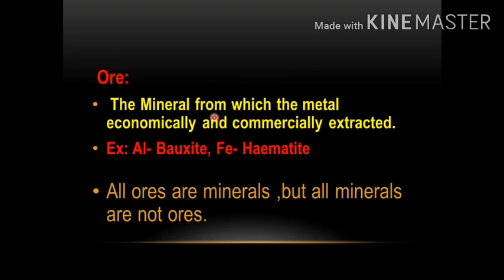So we are extracting metals from the minerals itself. Ores. Ores are those minerals from which the metals can be economically and commercially extracted. That means we cannot extract the metals from any of the minerals. Those minerals which are rich in a particular metal, from those minerals only we can extract the metals. Such minerals which are rich in a particular metal, we call as ores. For example, aluminium. Bauxite is the principal ore of aluminium. Hematite is the ore of iron.